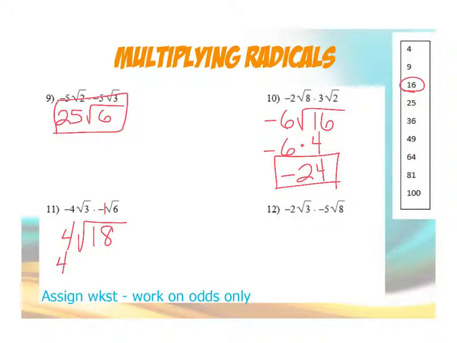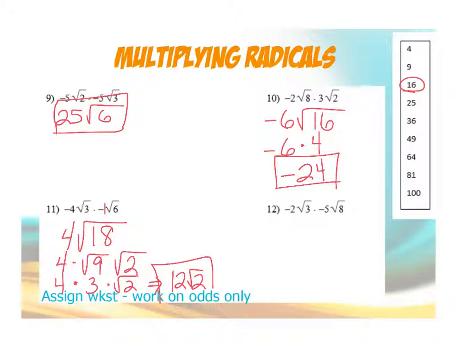I'm going to go ahead and just bring the 4 down. Don't do anything with it yet. But then I'm going to go square root, and I'm going to choose 9 and 2. That's 4 times 3 times the square root of 2. I would get 12 root 2 for that answer. Why don't you try that last one?